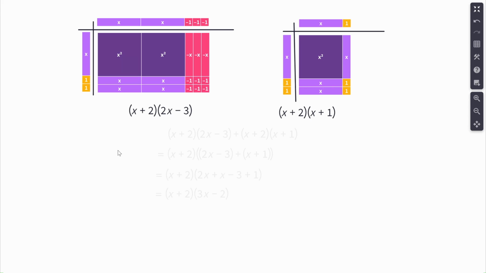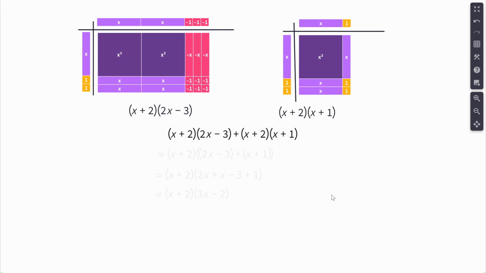And right here I have set up two different expressions. On the left, I have x plus 2, along the left, times 2x minus 3 along the top, and I filled in the algebra tiles that happen when I do that multiplication. Again, this is an area model of multiplication. X times x makes x squared. X times x makes x squared. -1 times x makes the opposite of x, and so on and so forth. And on the right hand side, I have x plus 2 times x plus 1.